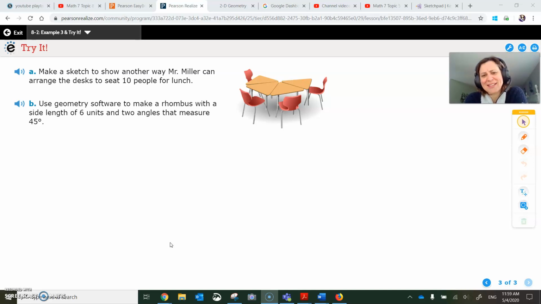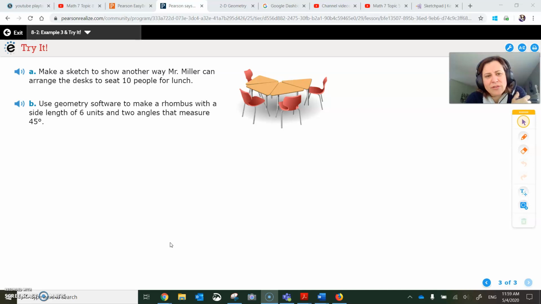Well, no, I guess not, because that would seat more than 10 people. But you could have made like 2 trapezoids out of the triangles. Each trapezoid would have 3 triangles in it, with 5 people around each one. That doesn't make sense, does it? I'll show you later. Okay, but the second one is what I want to talk about.